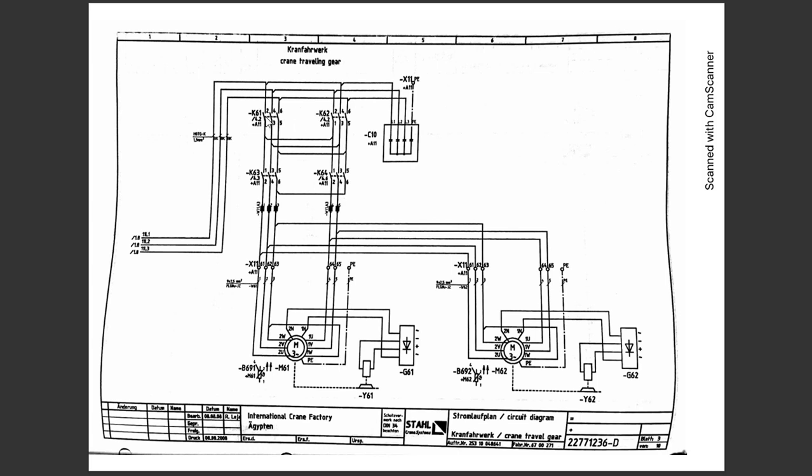Now, if K61 works, this will make the power go forward. But if K62 works, as you can see here, we have an interchange between R and S.